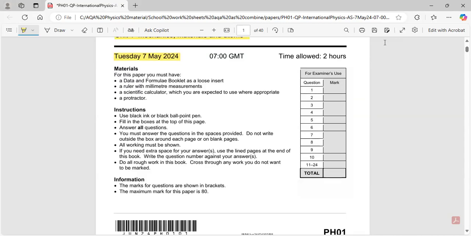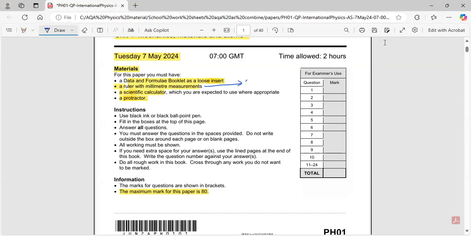As you know, there are a total of 80 marks in this, and it's really important that before you start attempting the paper, you read all these instructions over there. You're going to use a scientific calculator. You need a protractor as well, and a ruler with millimeter measurement. A data and formula booklet will be provided to you. It is really important to carry a protractor, scientific calculator, and a millimeter ruler. Specifically, the ruler should be 20 centimeters, not less than that. It can be 20 or 30, but this is the recommended one. Read the instructions very, very carefully.